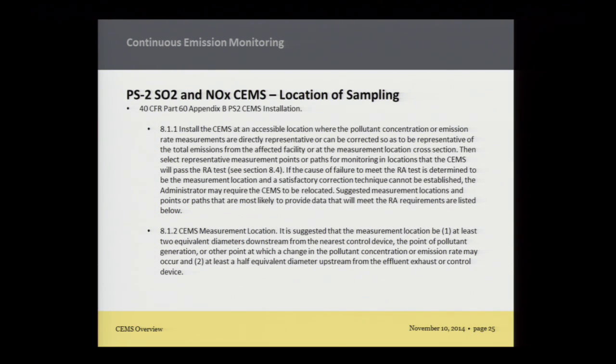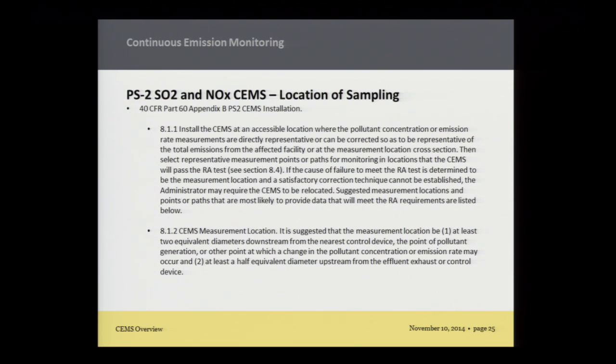But the accessible location where the pollutant concentration or emission rate measurements are directly representative, so we see that language again, directly representative, or can be corrected to be representative. So it's a repeat from the earlier pull from the regs there. And then the select representative measurement points are passed for monitoring in locations that the CEMS will pass the RATA test. So you've got to pass the RATA test. So even if you show that it's representative, but then you can't pass your RATA, you've got other problems. So you've got to pick and choose where these go.